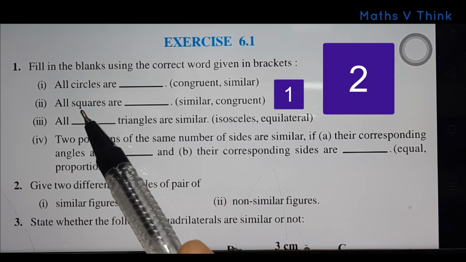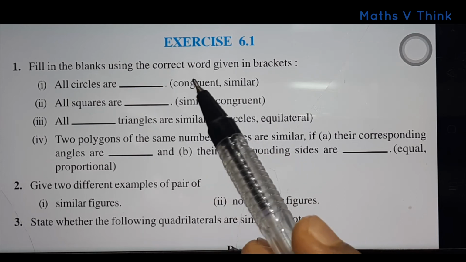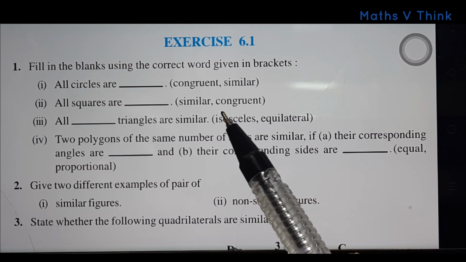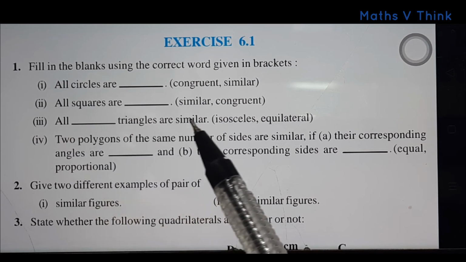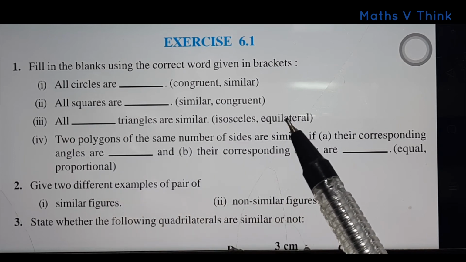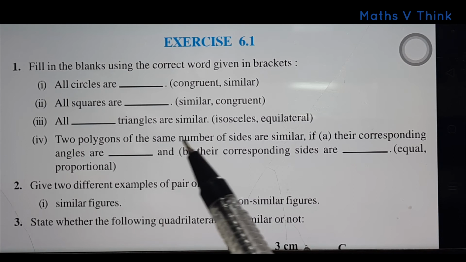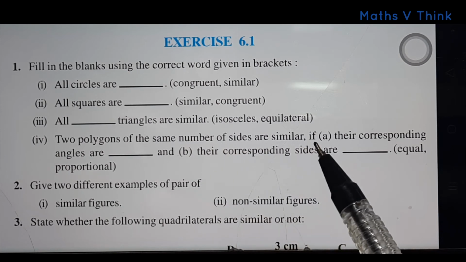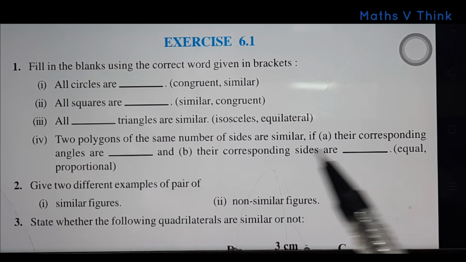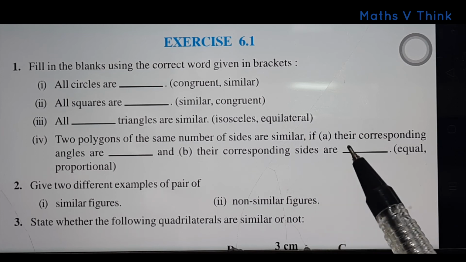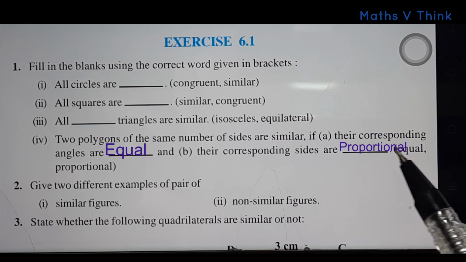In the same way squares can have different sides also. So they are similar, not congruent. Why? Because we know the condition of congruent is same shape and same size also. Now the third part is all dash triangles are similar, isosceles or equilateral. Obviously equilateral triangles will be similar. Fourth, two polygons of the same number of sides are similar if their corresponding angles are dash and their corresponding sides are dash. These two conditions we have already discussed. So their corresponding angles are equal and their corresponding sides are proportional.